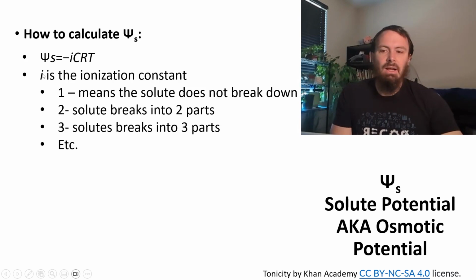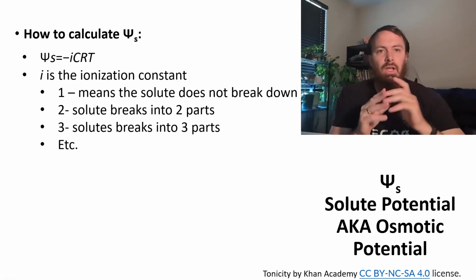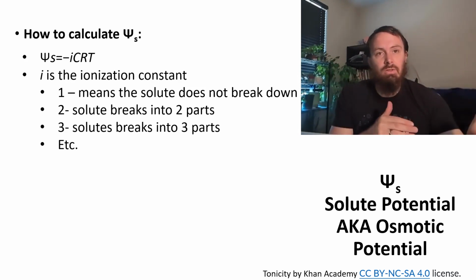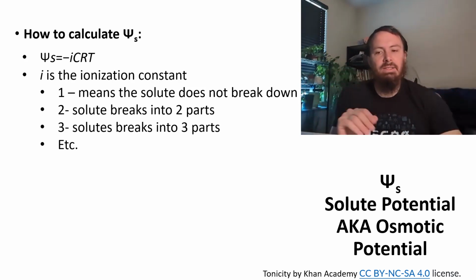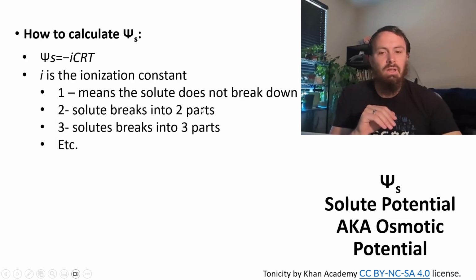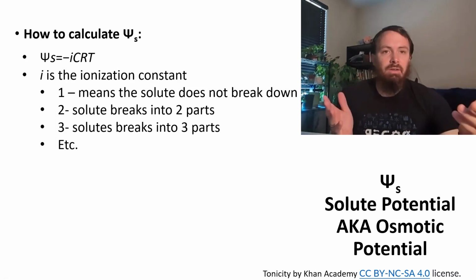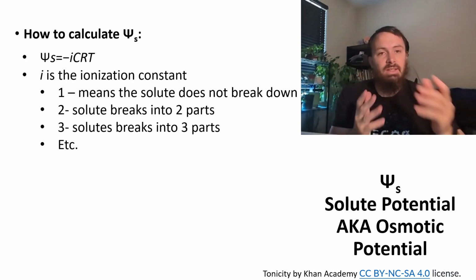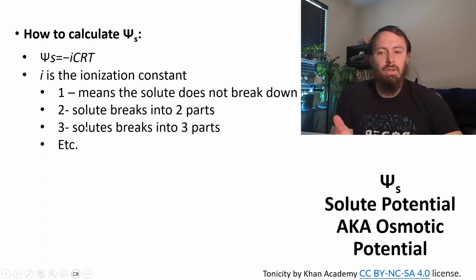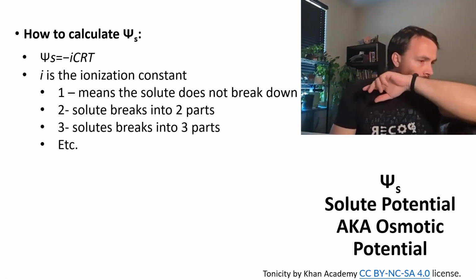So in this case, I is the ionization constant, just like what we talked about a little bit ago. If you drop salt, NaCl, sodium chloride, into water, water will split it into Na and Cl. So two different molecules. In that case, it has an ionization constant of 2 because it breaks into two parts. If you drop sucrose into water, it's not going to break down or dissociate. Therefore, it has an ionization constant of 1. It stays the same. And if something was to break into 3 parts, you'd have an ionization constant of 3.